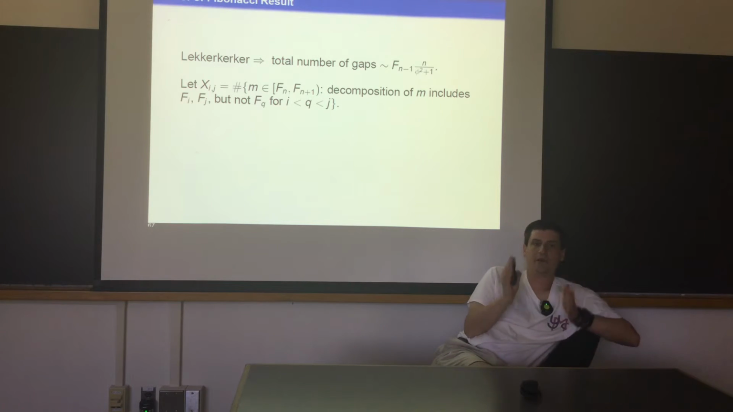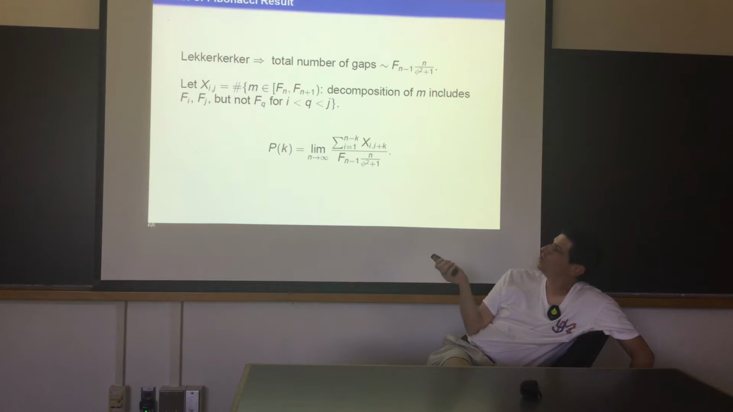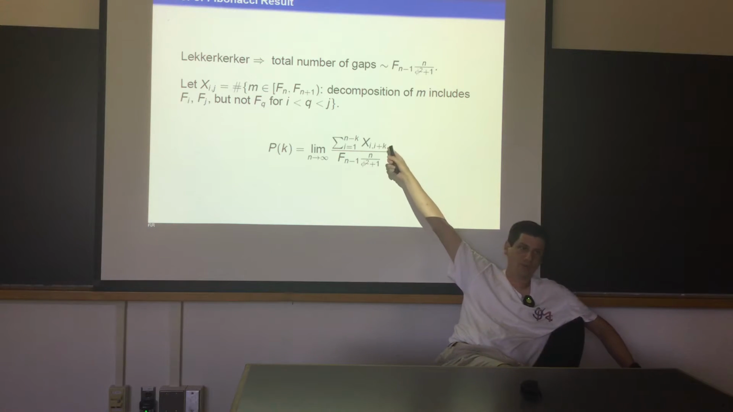So I'm counting gaps of a fixed size and a fixed starting location. Now if I want to count the probability I have a gap of length k, I just take j to be i plus k. I sum over all possible values of i. This will count how many gaps of length k I have.